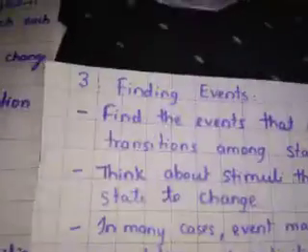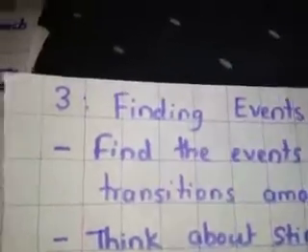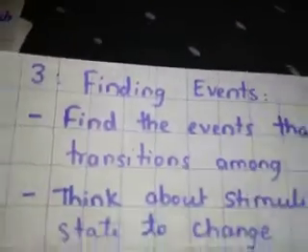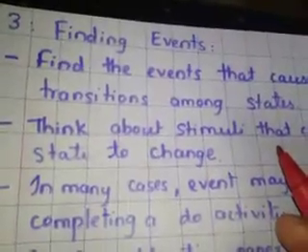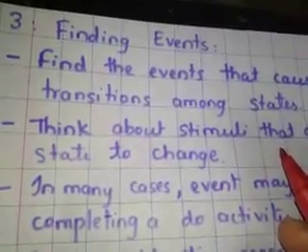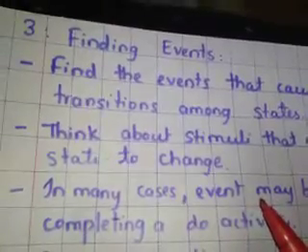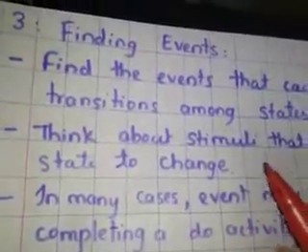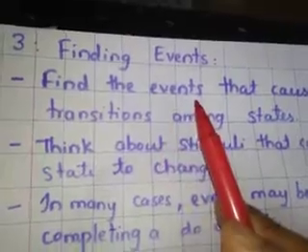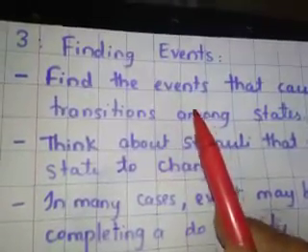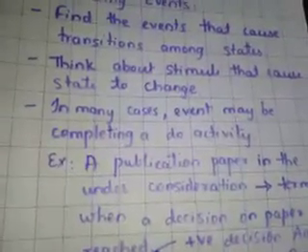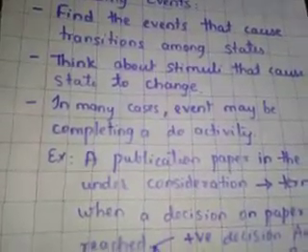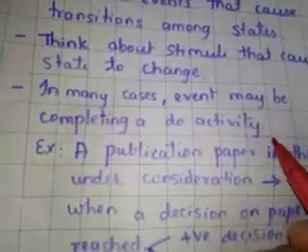The next step is to find the events. Find the events that are causing the transition among different states. We have different states like the idle state, active state, and transaction state with respect to the ATM. Next, we should find out the external stimuli that make you move from one state to another state. In many cases, events may be completing a do activity.